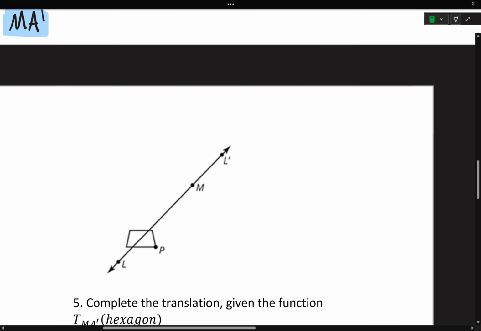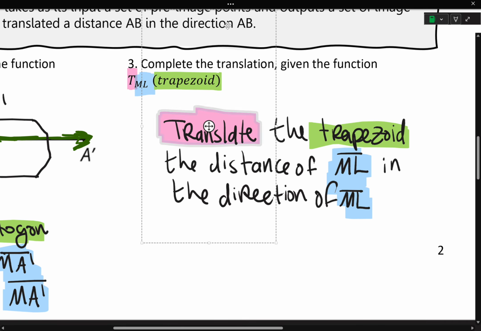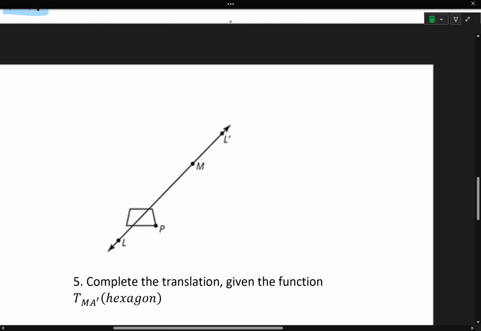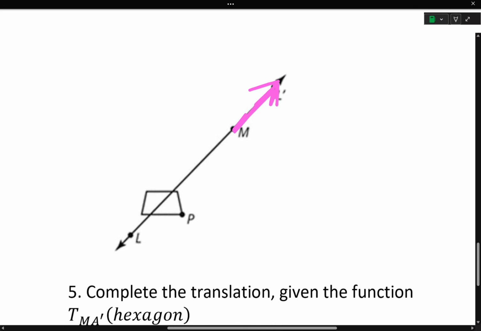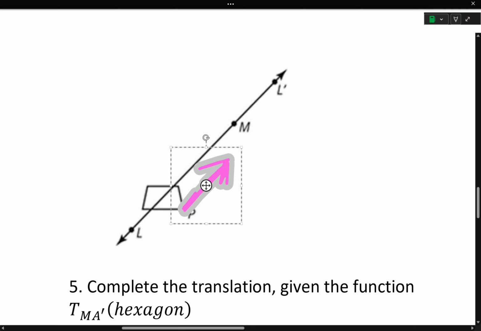Okay, M. Oh no, this is supposed to be ML prime. I'm glad I noticed this mistake. This should be ML prime. All right, here we go. ML prime. Here it is. I'm going to use the magic of technology to copy and paste this onto P. See how it's kind of going up and to the right? At the end of that point, I'm going to call it P prime.